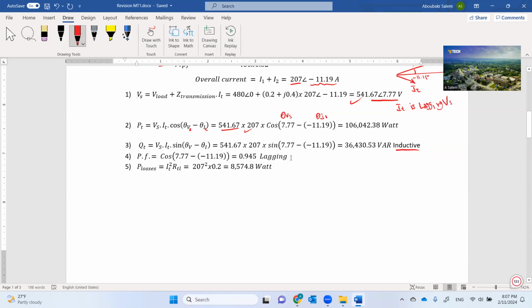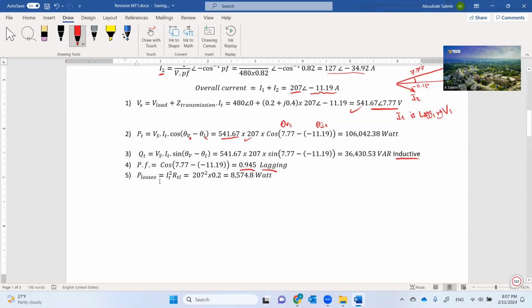So this is the power factor, and it's lagging again. Take care, guys. When you answer the power factor, you have to mention the magnitude of the power factor and the type of the power factor. If you answered only one of them, it means you answered only half of the question. So you have to mention the magnitude of the power factor and the type of your power factor.